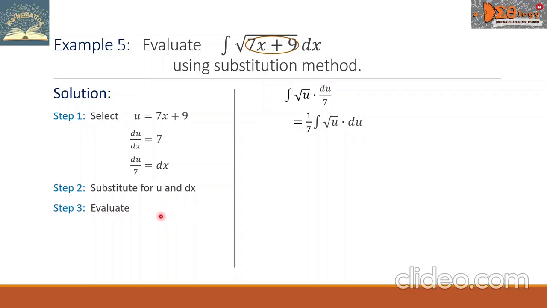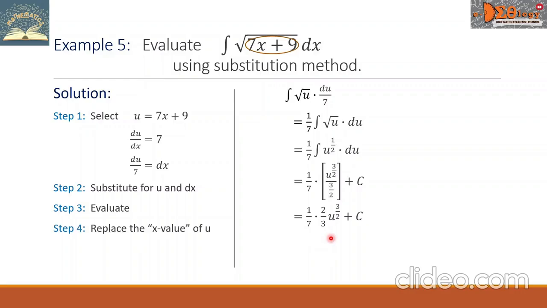Then let us evaluate. This square root we can write as a fractional exponent. So u raised to 1/2. Then by the power rule, we have now u raised to 3 over 2 all over 3 over 2. The constant 1 over 7 is here. Then we add the constant of integration plus c. The 3 over 2 down here, we're going to simplify. We flip it and it becomes 2 over 3. So it becomes like this.